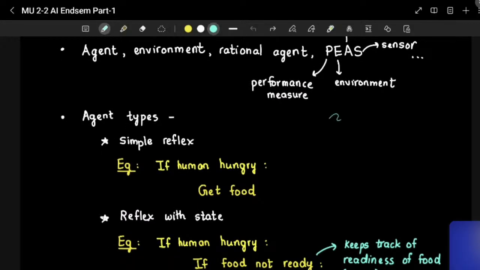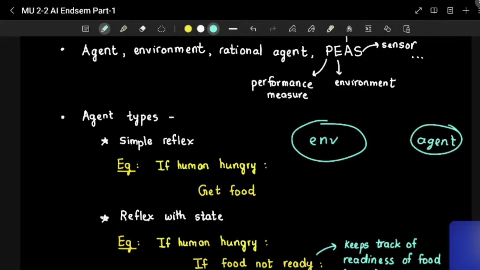Let's say you have an environment and then you have an agent. An agent will be able to perceive the environment using its sensors. So an agent will have sensors. It will be perceiving the environment by using its sensors, and the thing it's sensing is called percepts. So it makes sense of the environment around it using its sensors.